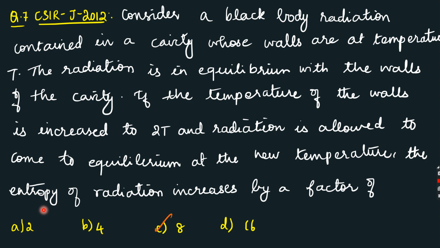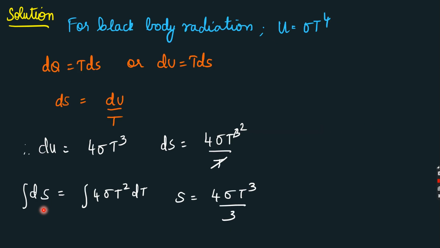So at first what was the entropy and at the second time what was the entropy. So we'll have to find how our entropy has increased or decreased, whatever it is. So first, for black body radiation, you'll have to remember the U internal energy is sigma T power 4. Okay, so this is a basic thing. You'll have to remember this sigma T power 4. Okay, so now we know that TdQ is equal to TdS or dU is equal to TdS.